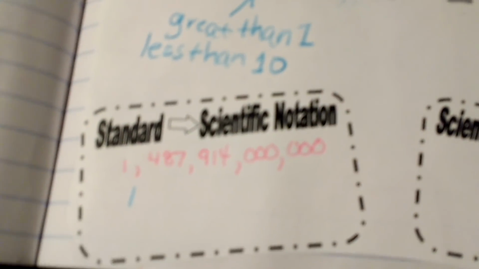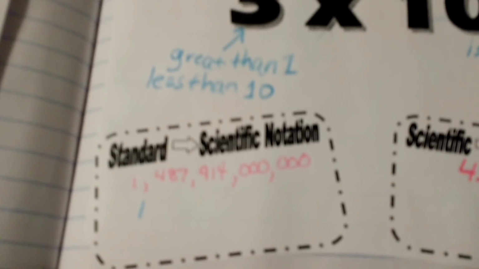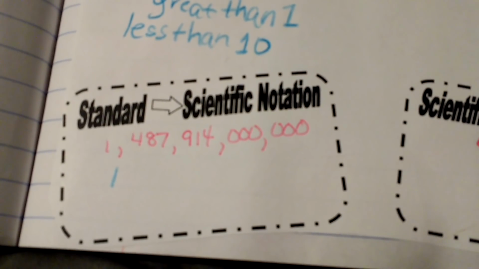All right, so for example, I have this number right here. Sorry, it's having trouble focusing. I'll look away here and get back to it. Okay, so I have this number right here.